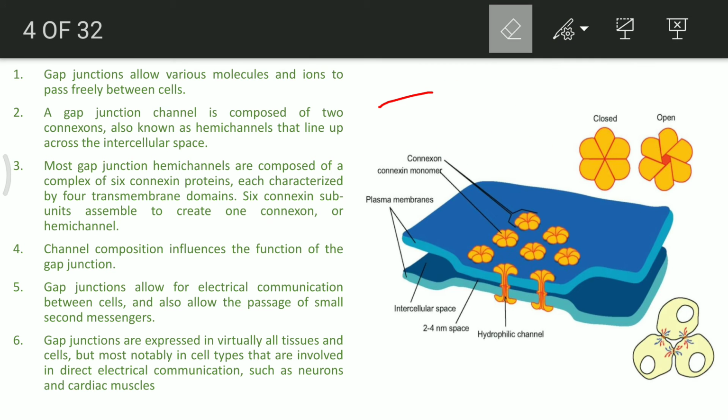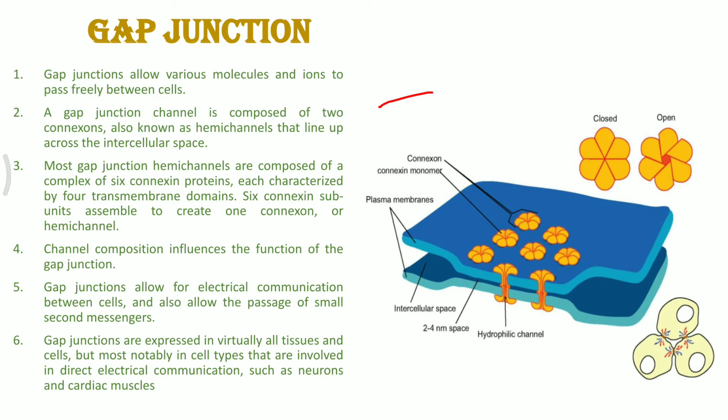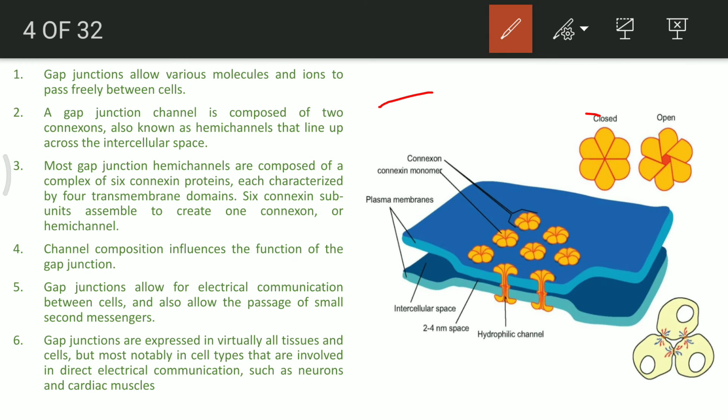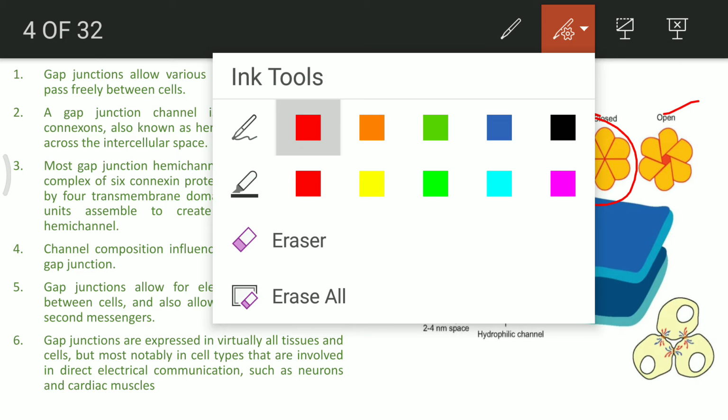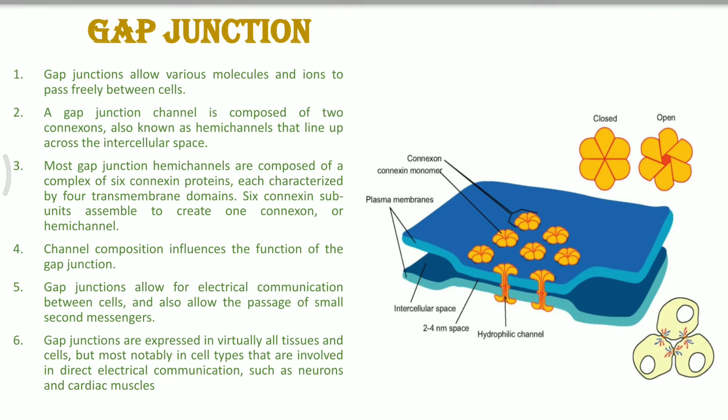Now, these connections, you can see, can be closed or open. What is the difference between both structures? This structure is closed, and the other one is open. When the structure is in a closed form, we can expect that there will be no flow of fluids from one cell to another.